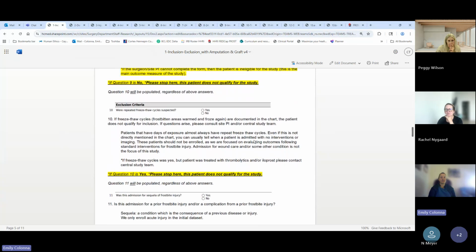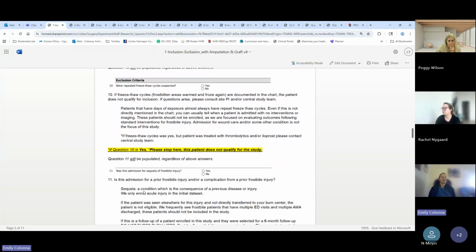So exclusion criteria were freeze thaw cycles suspected. If yes, your patient doesn't qualify. And if your patient was admitted for a sequela of frostbite injury, they do not qualify.